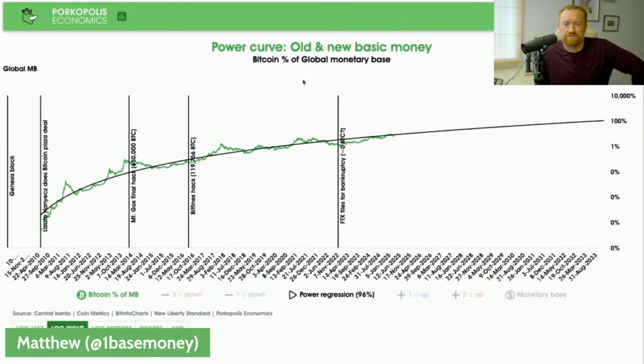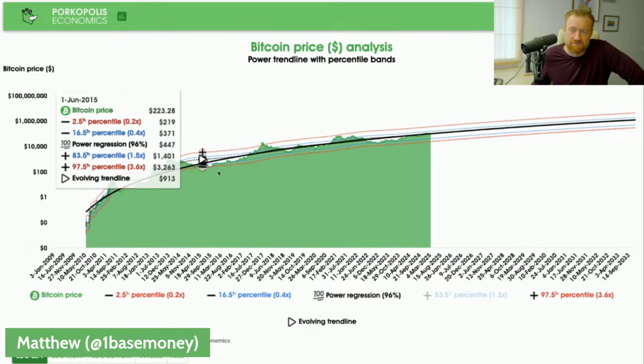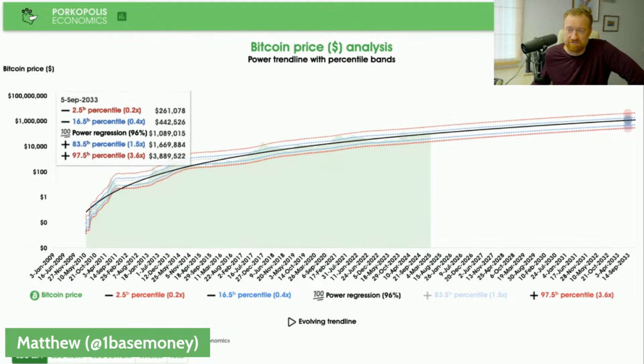Peter Schiff has been saying for more than 11 years, since about 2011, that Bitcoin is going to zero, and Bitcoin is not on a trend. Gold is on a trend. It's an exponential trend, just like stocks, just like bonds, just like base money. Bitcoin is on a power trend, and the power trend of Bitcoin is way stronger than any fiat trend.